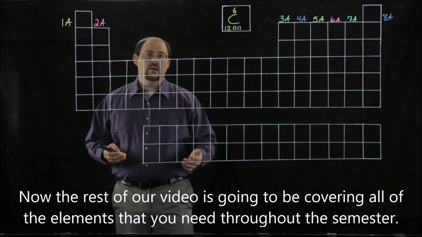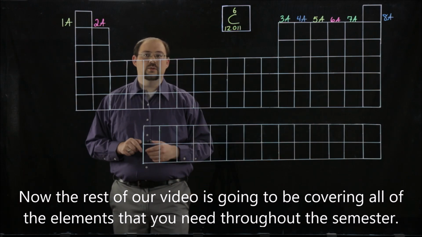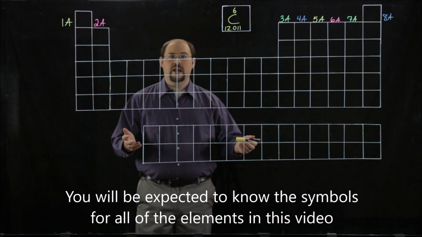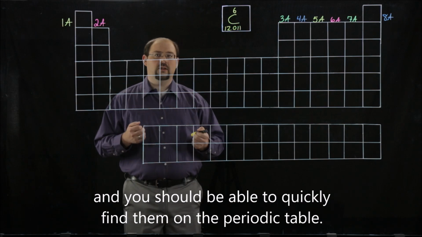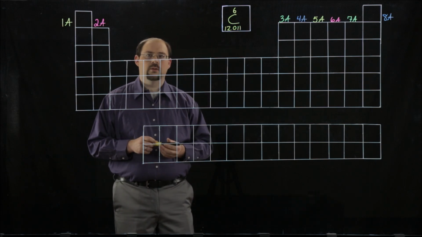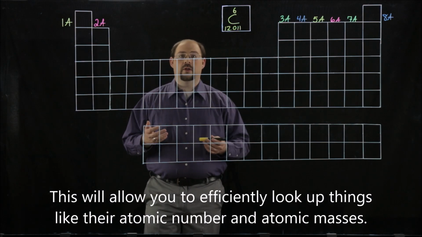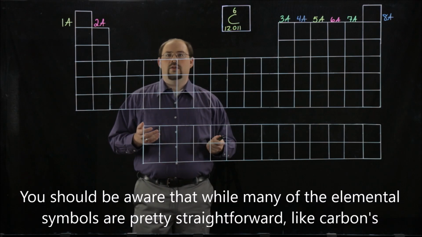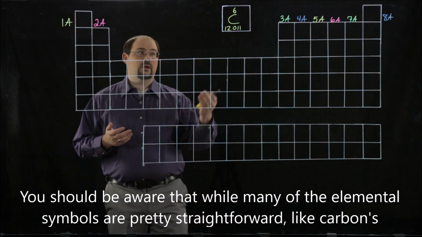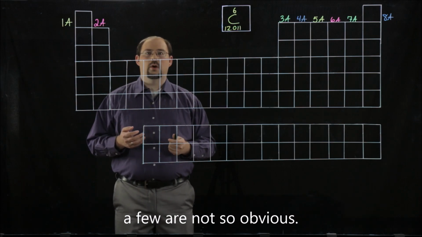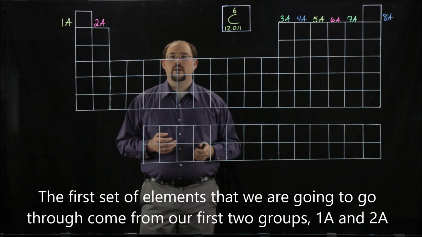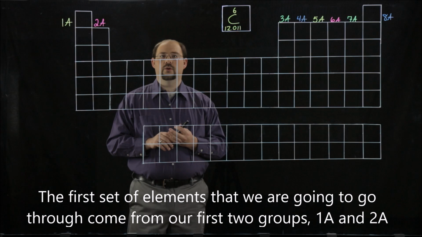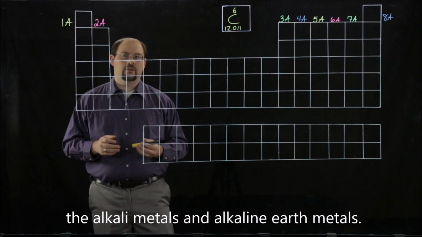Now, the rest of our video is actually going to be covering all of the elements that you need throughout the semester. You will be expected to know the symbols for all of the elements in this video, and you should be able to quickly find them on the periodic table. This will allow you to efficiently look up things like their atomic numbers and atomic masses. You should be aware that while many of the elemental symbols are pretty straightforward, like carbon's, a few are not so obvious. Now, the first set of elements that we're going to go through come from our first 2 groups, 1A and 2A, the alkali metals and alkaline earth metals.